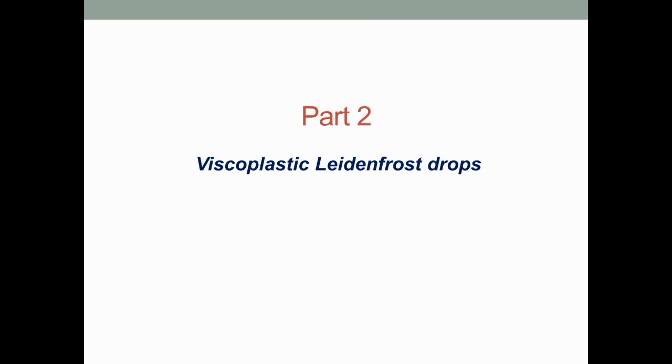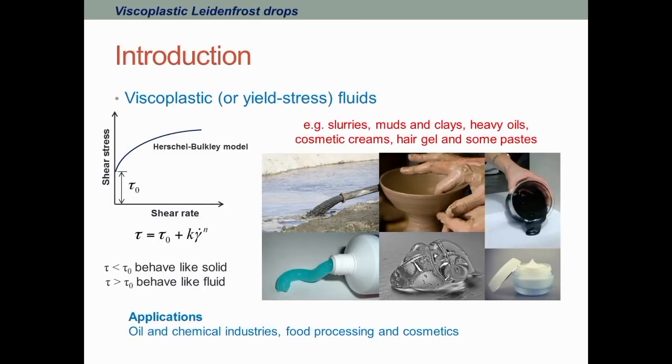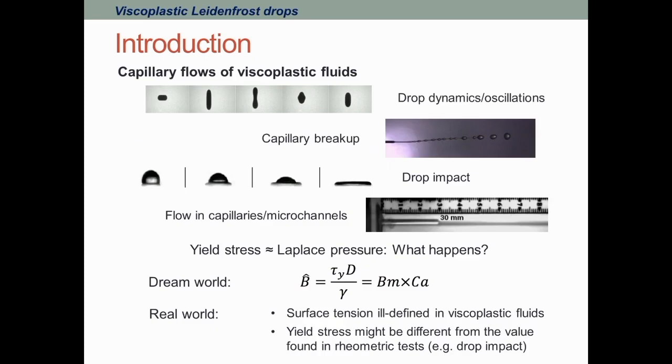The second part is where we extend the Leidenfrost drop impact experiment to a specific non-Newtonian fluid called the viscoplastic fluid, or yield stress fluid. It describes a soft matter which behaves like a solid when the applied shear stress is below a critical value, and it starts to flow after this critical value is overcome. Here are some examples of viscoplastic fluids.